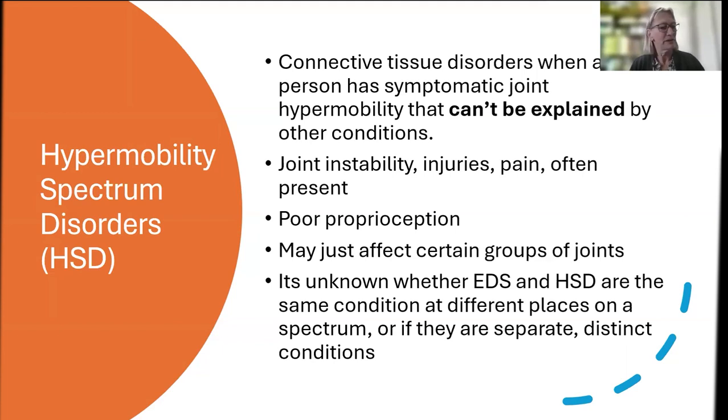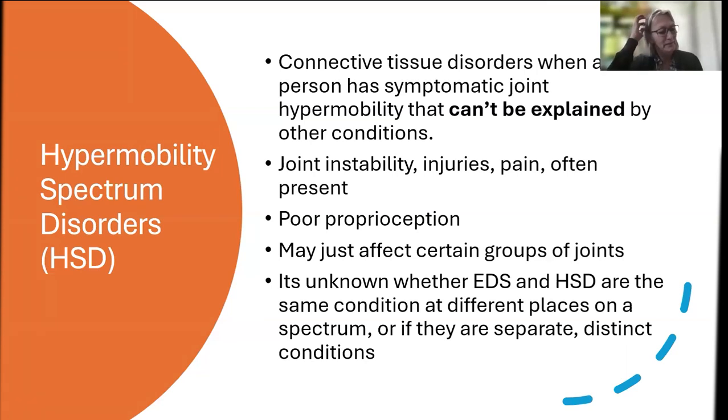HSD might just affect certain groups of joints. So with HSD, there are actually 4 subtypes. You could have all of your joints affected. You could just have peripheral joints affected, like hands and feet. You could just have one joint or a group of joints around that joint affected. So there are different subtypes within the HSD as well.